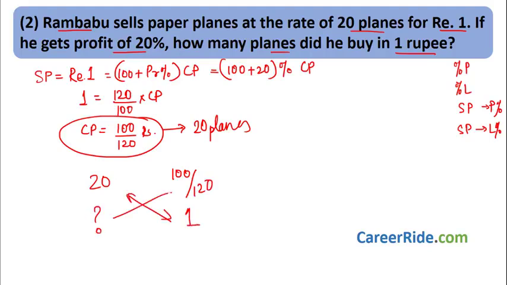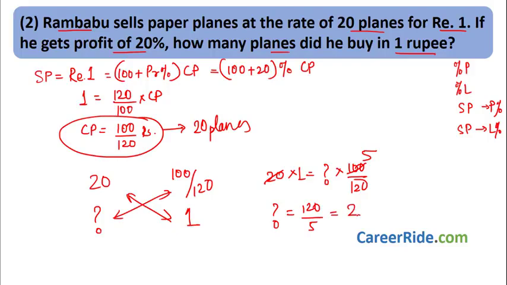Simply cross multiply. What do we get? 20 into 1 equals question mark into 100 upon 120. This comes out to be 5. Okay, the question mark comes out to be 120 divided by 5. That would be 5 2s are 10, 20, 24. So 24 planes can be bought in 1 rupee.